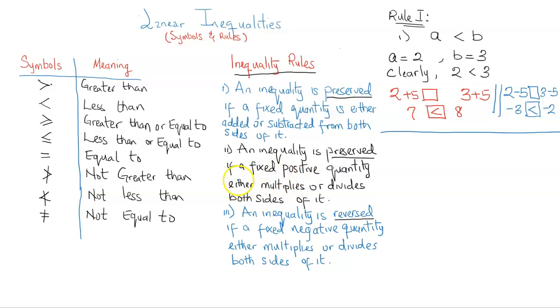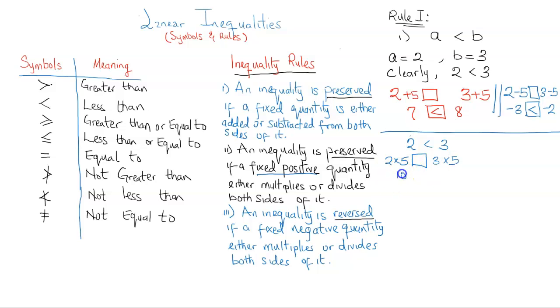Let's see if the same holds in the second one. What happens if a fixed positive quantity is multiplied or divided from both sides of an inequality? Okay, so let's check out the second one. We are still going to be using 2 and 3. We all know that 2 is less than 3. Now, if we multiply both sides of this inequality by a fixed positive quantity, the number has to be positive. Let's still use 5. So this is going to be 2 times 5. We want to see what happens to the sign. So I'm also going to have 3 times 5 here.